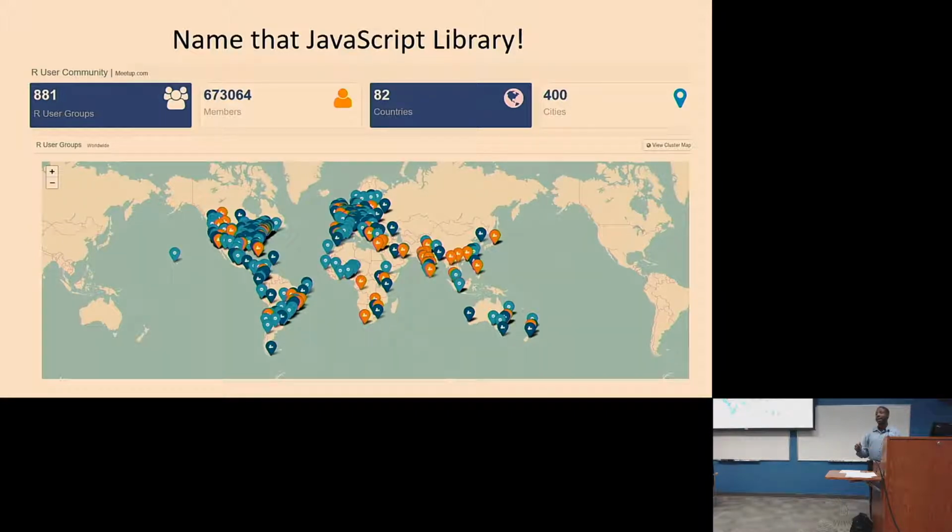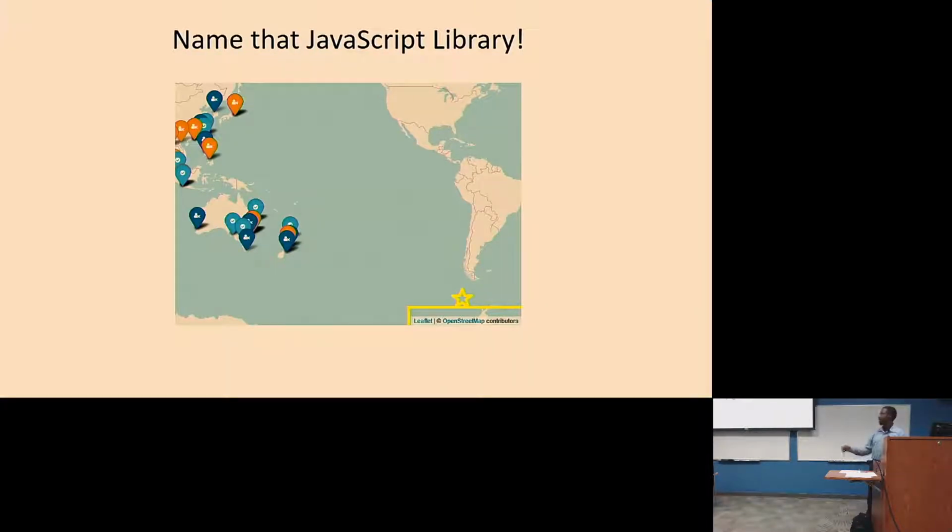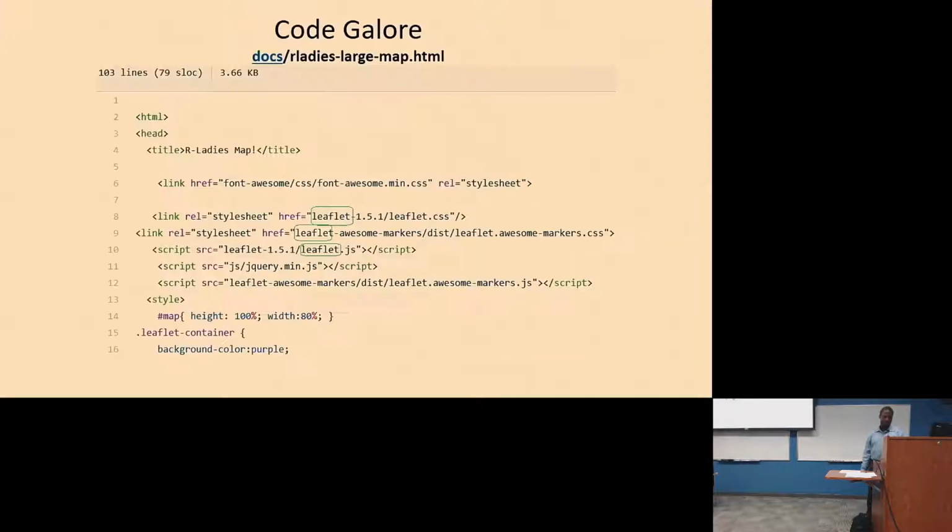Can anyone name the JavaScript library that is used to create these maps? The only one I know starts with an L. Leaflet. For those of you watching, there were nods in the room. Leaflet. And you can see that at the bottom right, using OpenStreetMap. Code galore. There's a leaflet over and over.